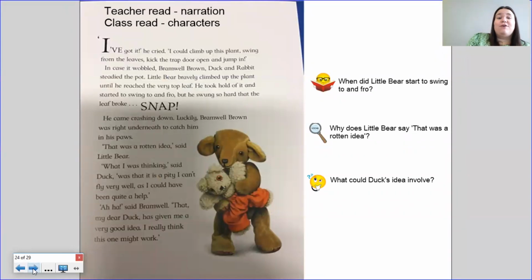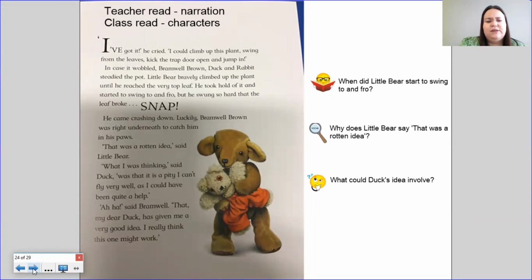"I've got it," he cried. "I could climb up this plant, swing from the leaves, kick the trapdoor open and jump in." In case it wobbled, Bramwell Brown, Duck and Rabbit steadied the pot. Little Bear bravely climbed up the plant until he reached the very top leaf. He took hold of it and started to swing to and fro, but he swung so hard that the leaf broke. Snap! He came crashing down. Luckily, Bramwell Brown was right underneath to catch him in his paws.